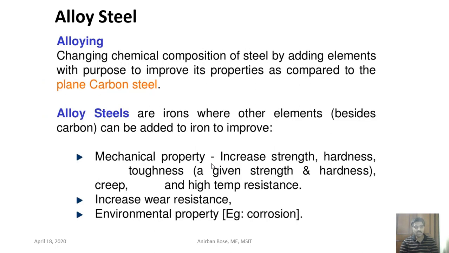Now, alloy steels. In case of alloying, some alloying elements are used to improve certain mechanical properties or some other technical properties, and these alloying elements mainly increase mechanical properties like strength, hardness, toughness, creep resistance. Probably we have not gone through creep, but just remember at this point that creep is a very important property which is required for high temperature applications.